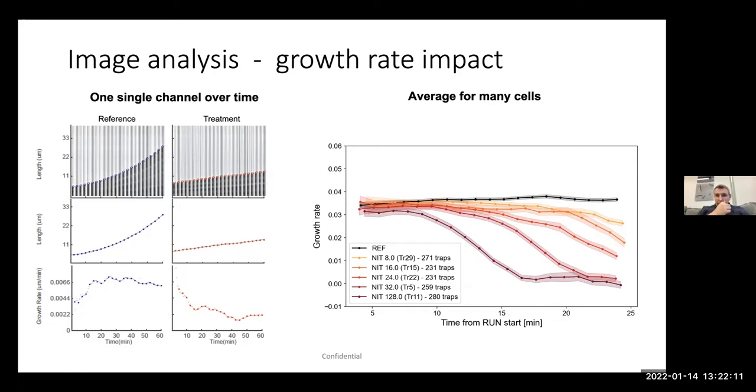In the actual chip, we have a few hundred to a few thousand cell traps for each condition. And this is now what it looks like if you average the growth rate impact for, in this case, nitrofurantoin at different concentrations. You see that at high concentration, it drops quite fast, after 10 minutes or so, you see that you get an impact of nitrofurantoin in this case. And also a concentration dependent response, which we'll get back to. So this was promising.